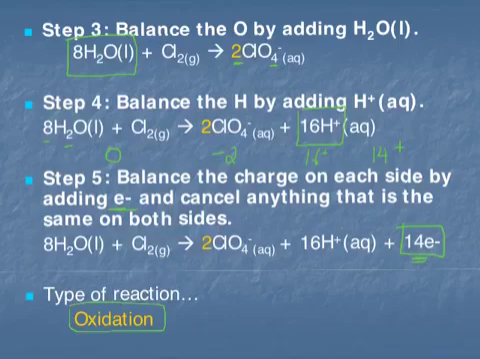The last step is to cancel out anything on the same side. So if you have any water or electrons that are on both the product and the reactant side. In this case, there aren't any. Therefore, we're now done with balancing the equation. We're done with determining the oxidation half reaction.